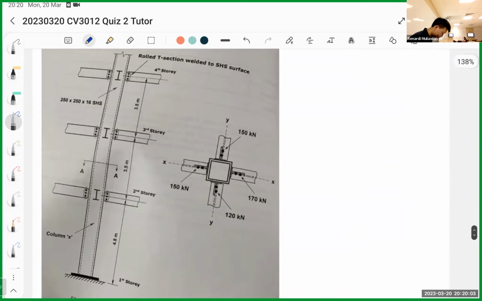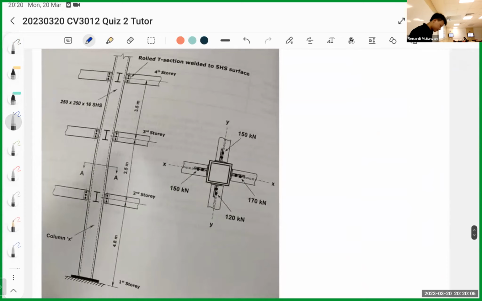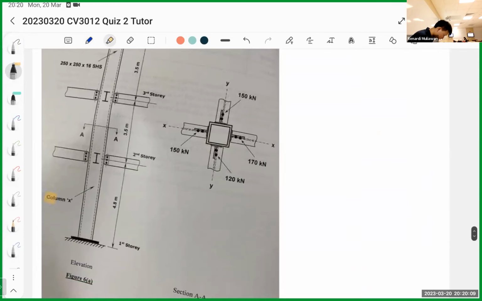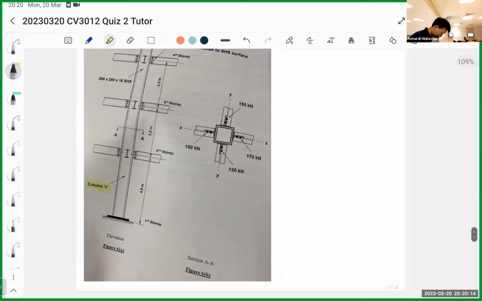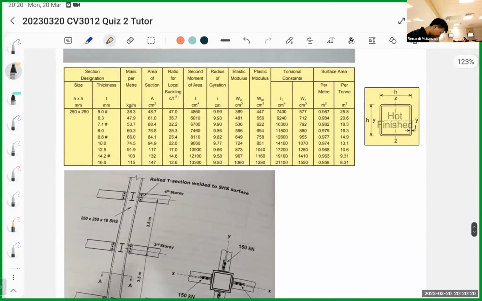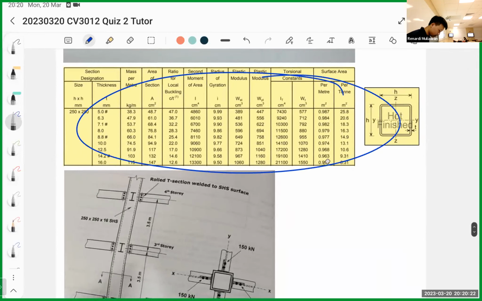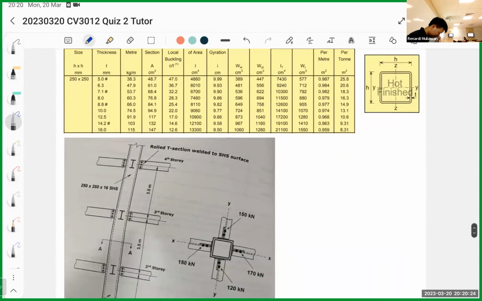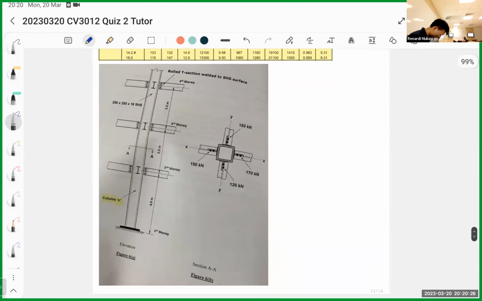So this is the specification. We are interested in column X, which is the lowest column, the base column. We need to find the maximum story. We are given the cross section like this. Then what else? I think that's it, right?